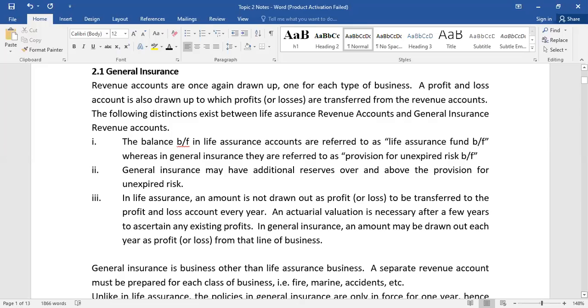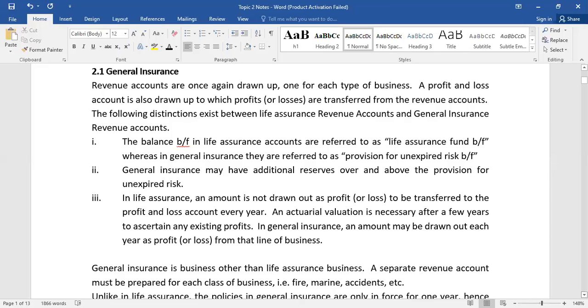Then thirdly, in life assurance, an amount is not drawn out as profit. So we don't transfer any amount to the profit and loss account. Instead, there is some valuation that involves a lot of actuarial mathematics to try and spread the premiums as stipulated in the policy across the period to ensure that the business does not lose. Later on, we'll be looking into that. If you are not able to look into that at this level, then you are going to cover it at master's level.